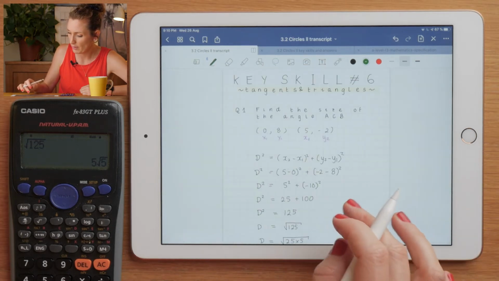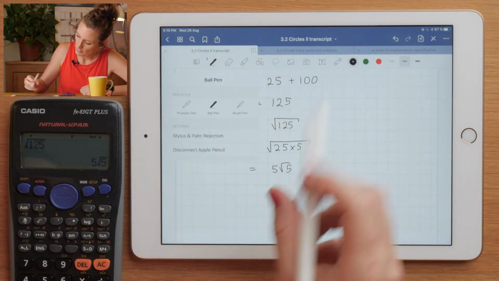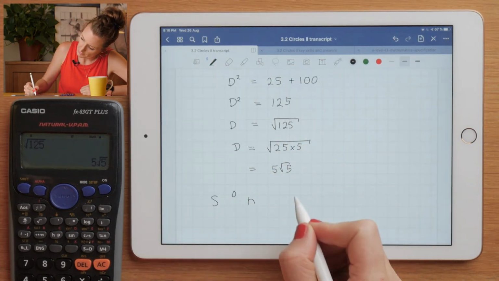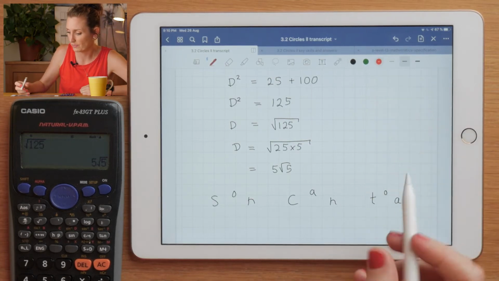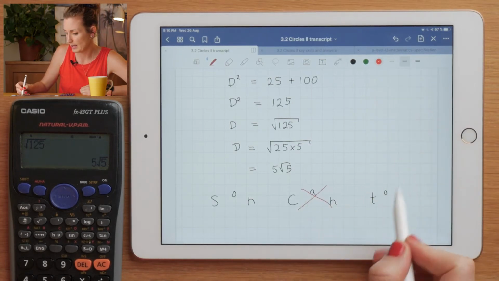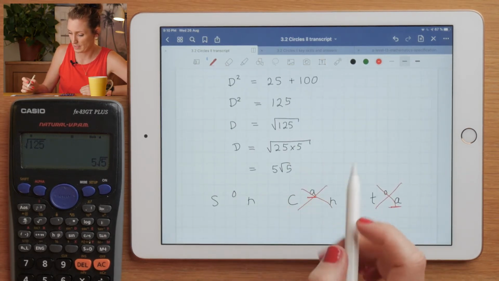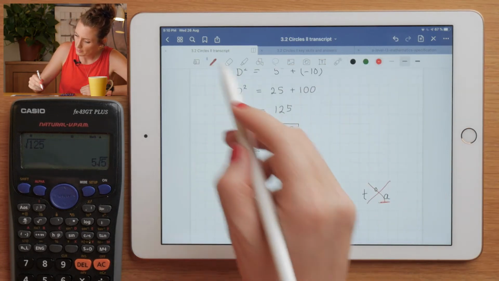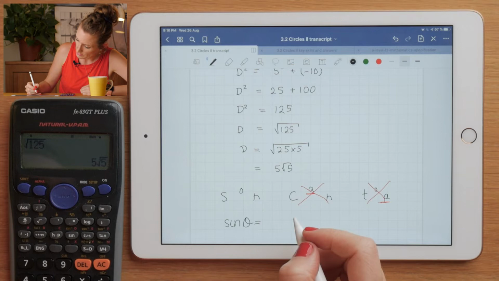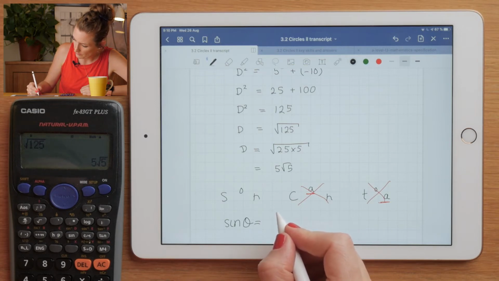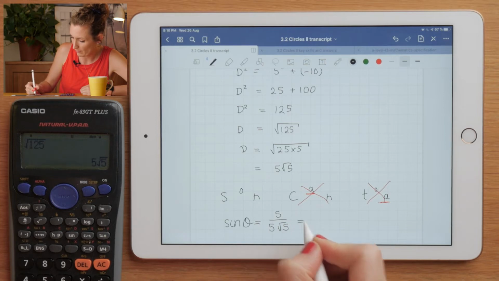So if I think about my trigonometric ratios, you're choosing between SOH, CAH, or TOA. You don't have the adjacent, so you can eliminate CAH and TOA, and that leaves you with sine. So we know that sine theta is opposite, which was 5, divided by hypotenuse, which is 5 square root 5.